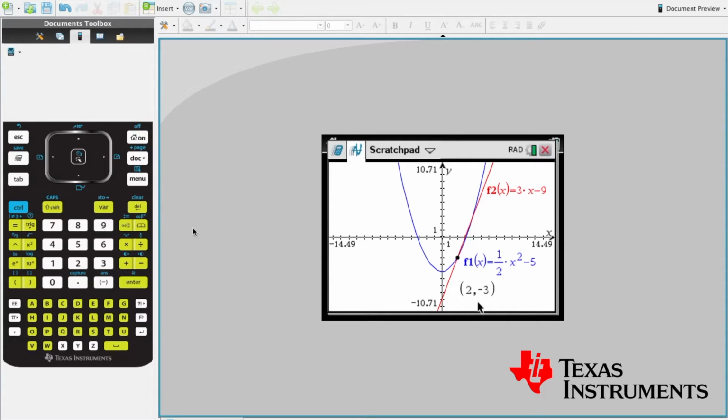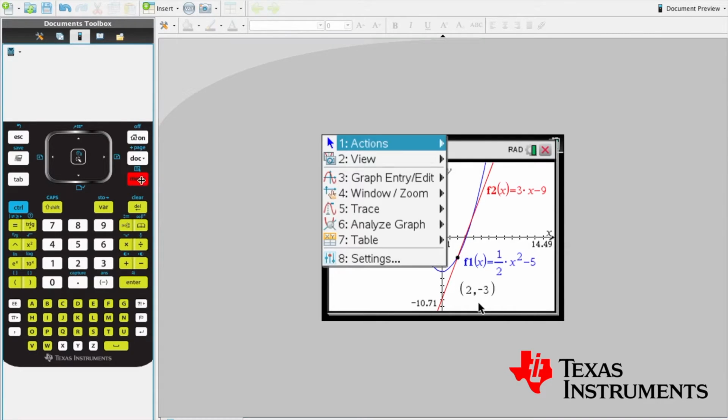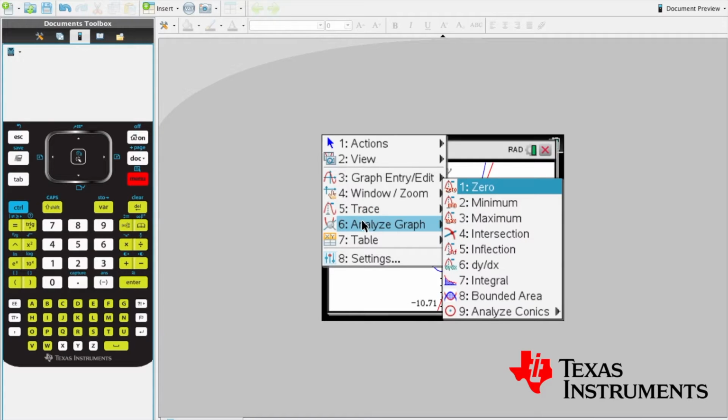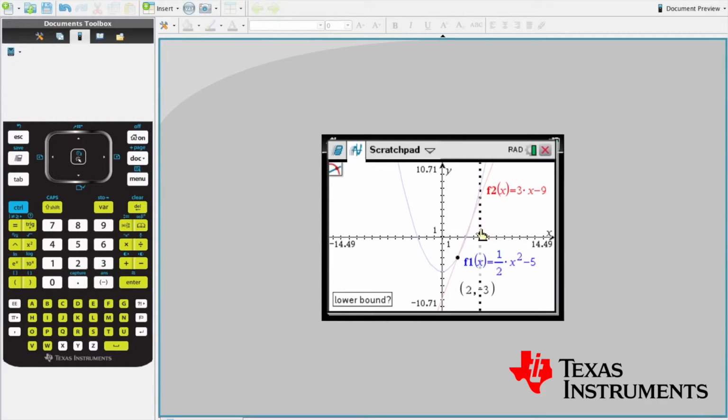So finding the second point, we'll once again click on menu. We'll go to analyze graph. We'll go to 4, which is intersection, and then we'll create the lower bound by clicking to the left of where we think the intersection is, and then moving over to it says intersection where it finds one, and clicking for the right, and notice how it found our second point, 4, 3.